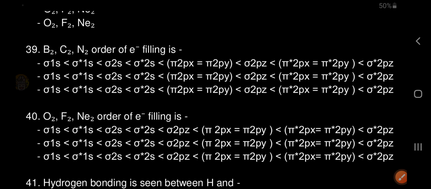O2, F2, Ne2 order of electron filling is sigma 1s, sigma star 1s, sigma 2s, sigma star 2s, sigma 2pz, pi 2px equal to pi 2py, pi star 2px equal to pi star 2py, sigma star 2pz.